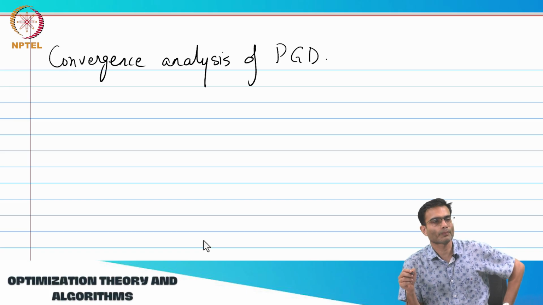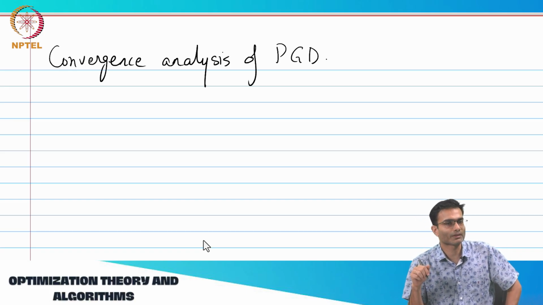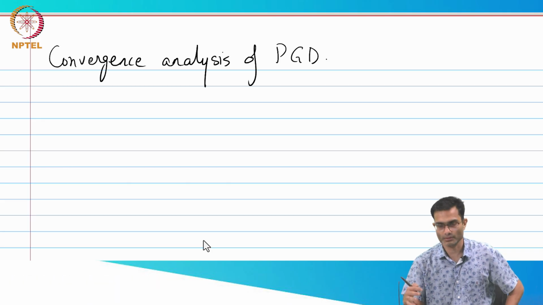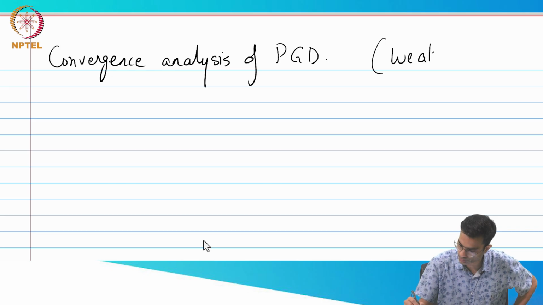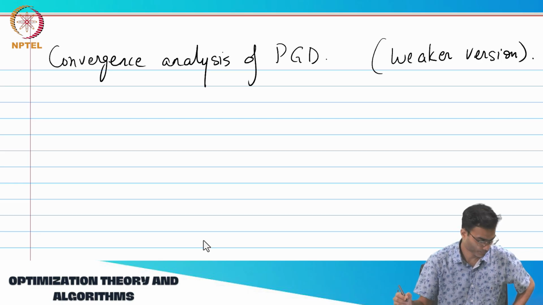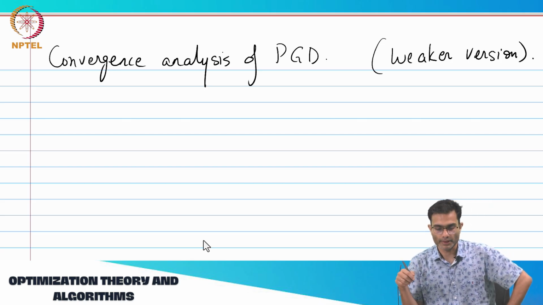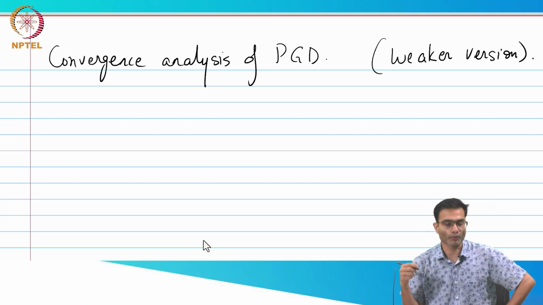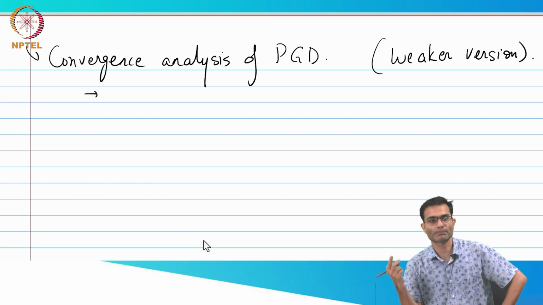Now I'm going to make a little bit of a relaxation over here. I'm going to prove a slightly weaker version of it, just so that the proof is simple enough to understand. My starting point is obviously going to be gradient descent plus projection.